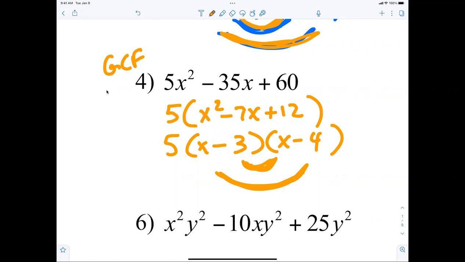You got a question? Yeah, on the first one we did 5x, then parentheses, but then you just did 5. Because there's not a common x. There's not an x over here. Oh, there's no x.